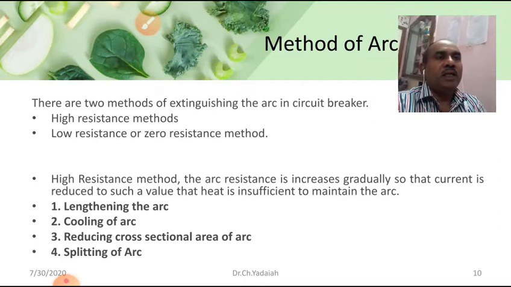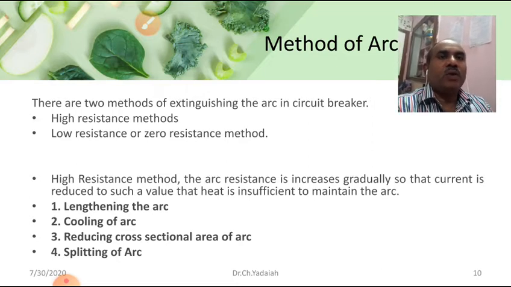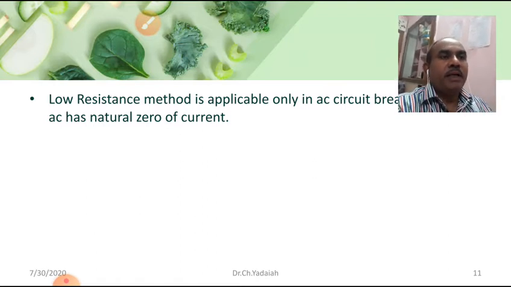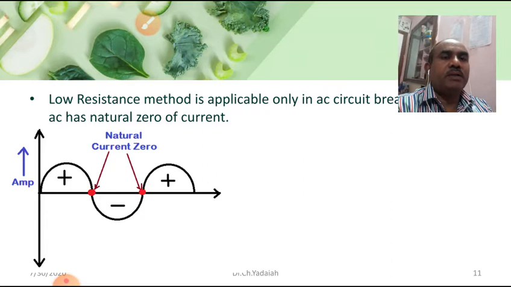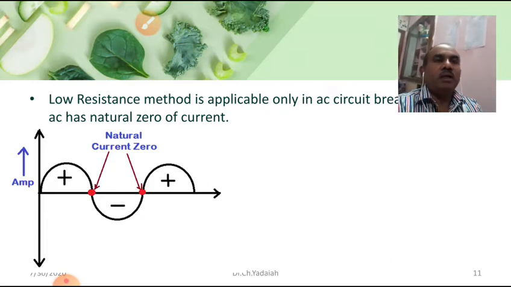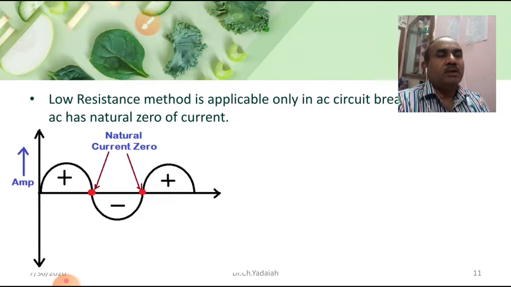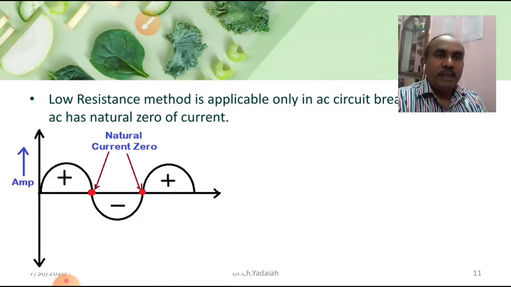We have already seen it clearly, step by step, with so many examples. But the low resistance method can be used for AC supply only. That is the zero crossing method. In AC we have a positive cycle, negative cycle, positive cycle, negative cycle, that is 50 cycles per second in the Indian frequency. Whenever the current, whether normal current or short circuit current, reaches the zero crossing, at that condition we open the breaker.